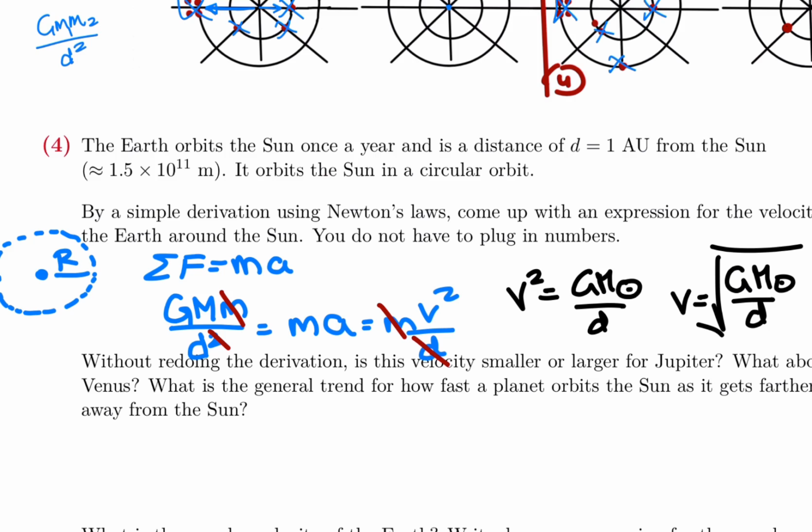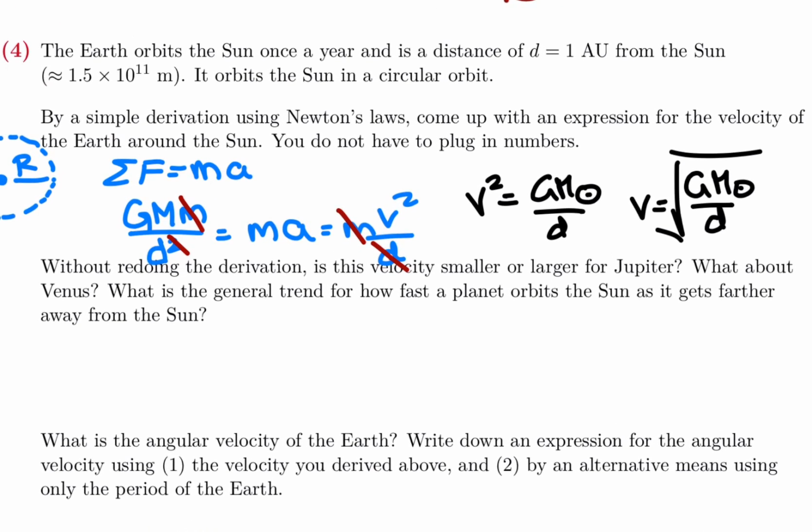Is this velocity smaller or larger for Jupiter? What about Venus? So notice this expression only depends on the mass of the sun and the distance of the planet. So the numerator does not change, but as you get farther away from the sun, d increases, this entire thing gets smaller. Jupiter orbits slower. Venus, therefore, being closer to the sun, orbits faster. And the general trend is the farther away you are from the sun, the slower you move.